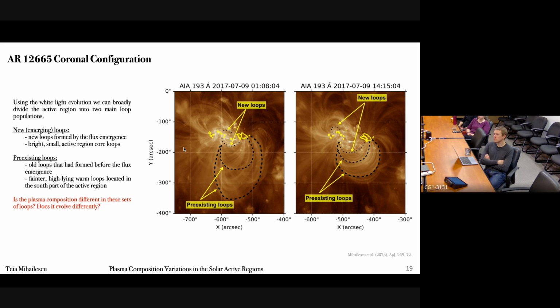We're not looking at individual loops, we're looking at the loop population, and we're trying to get the FIP bias of the active region core as a whole, or these pre-existing loops in the south. We're assuming the FIP bias is going to be the same in the pre-existing loops and the new loops, as a population rather than trying to identify an individual loop.